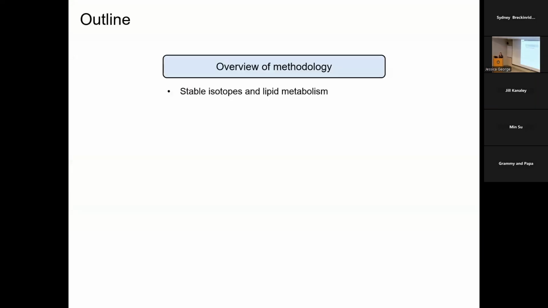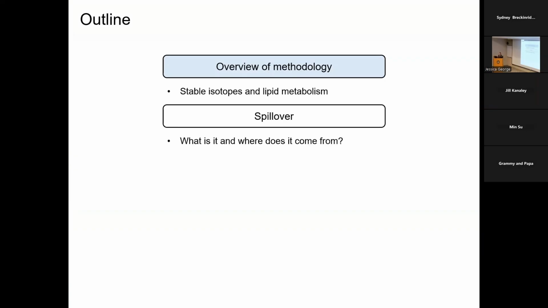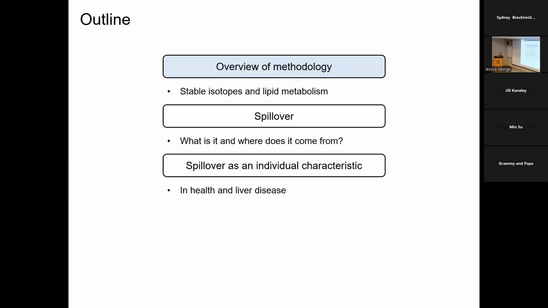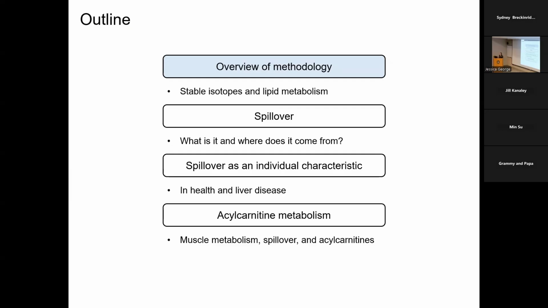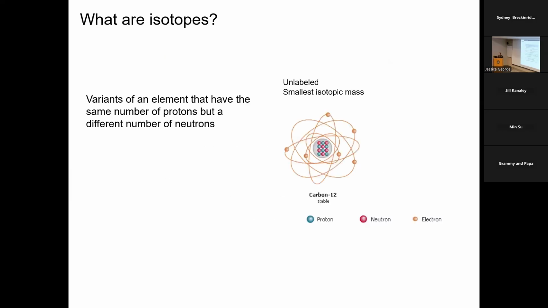To begin, I will give a brief overview of stable isotopes and lipid metabolism, and then I will introduce the concept of spillover and its role as an individual characteristic. I'll finish with a discussion of acyl carnitine metabolism.